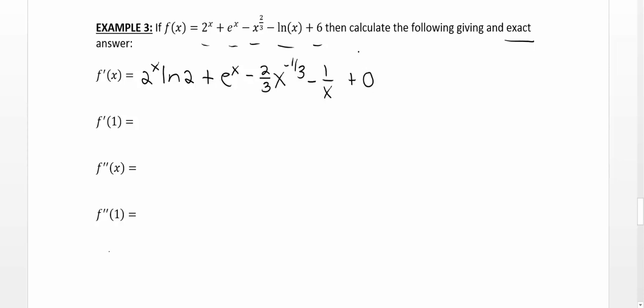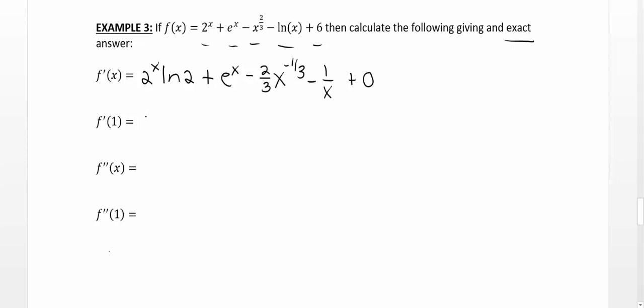And I'm going to write plus 0 because the derivative of 6 is 0. 6 is a constant. So just to remind us that we actually took the derivative of that, I'm just going to leave that here for now. And then we want to find the derivative at 1. So that means we're looking for the slope of the tangent line of the original function at 1. And we can find that by plugging 1 into our derivative function.